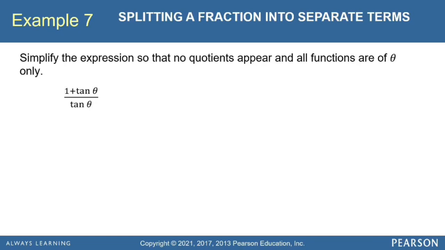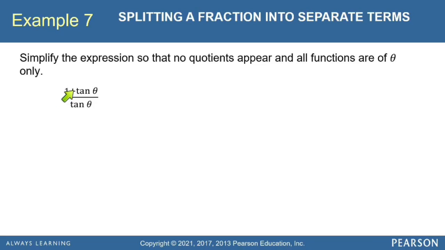Here's example 7. Again it says simplify the expression so that no quotients appear and all functions are of theta only. And so we have 1 plus tangent theta all over tangent theta. Now I want you to notice something before we get started. A lot of students will see the 1 and the tangent theta, and they will think that looks like my Pythagorean identity that says 1 plus tangent squared equals secant squared. And it does look a little similar to that, but this function is not squared, so we can't use that identity.